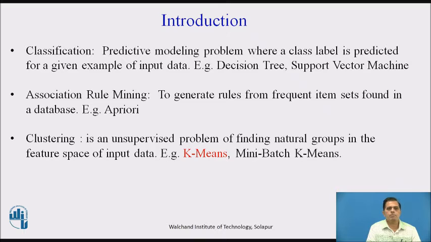When we have a large amount of data or a large database, the first thing is that we have to classify that data. The meaning of classification is to put a label on the data. Why is the label required? Because when we predict a model based on the data set, the class label is predicted for a given example of input data. So putting a label on the data set is very important. To do this, we put a label on every data item to identify it.